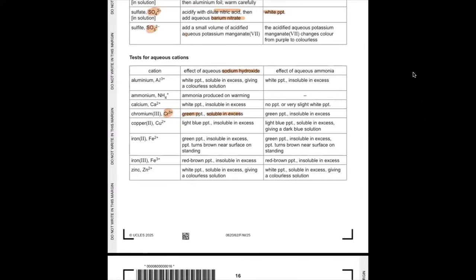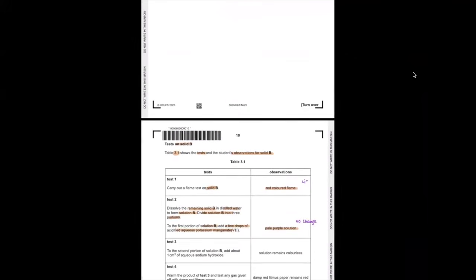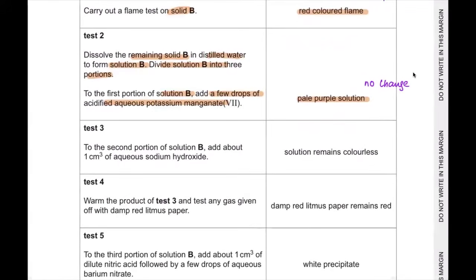For SO3 2 negative, aqueous potassium manganate goes from purple to colorless. Potassium manganate is always dark purple. So when it is added to a colorless solution, and you are adding just a few drops, if the reaction does not occur, the whole solution goes pale purple. And if the reaction occurs, then on adding the few drops the purple color just disappears. Okay. So no change means no sulfite ion is present.